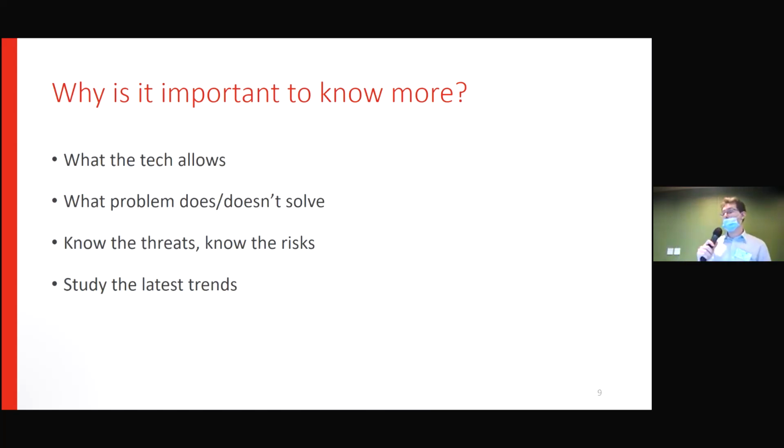You also need to know what problems it solves, what blockchain solves, and what it does not solve. What are the threats? What are the risks associated with different aspects of cryptocurrencies, contracts, and these sorts of things? And also keep up to date with the latest trends. As I said, it's a very fast-moving era, all the DeFi platforms are blossoming at a very fast rate, and it's sometimes difficult to understand what is worth it and what is not.